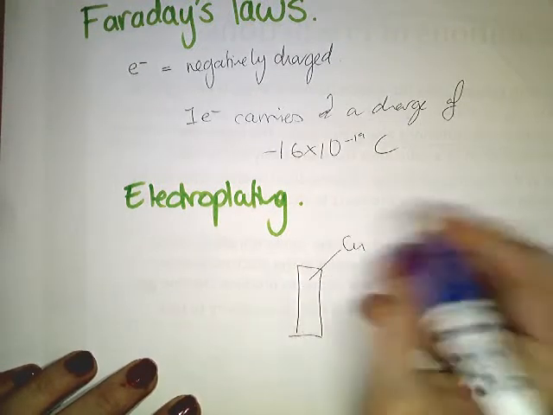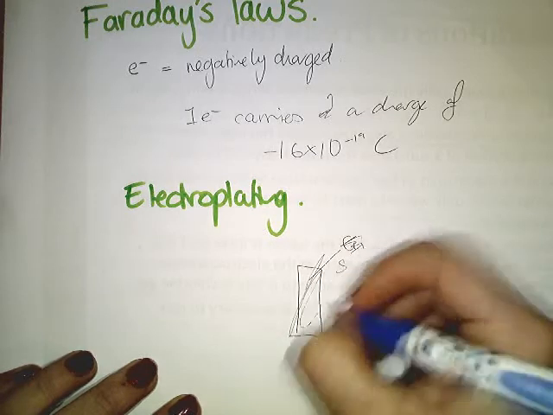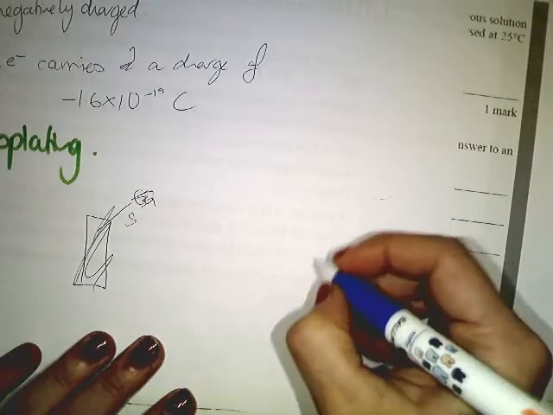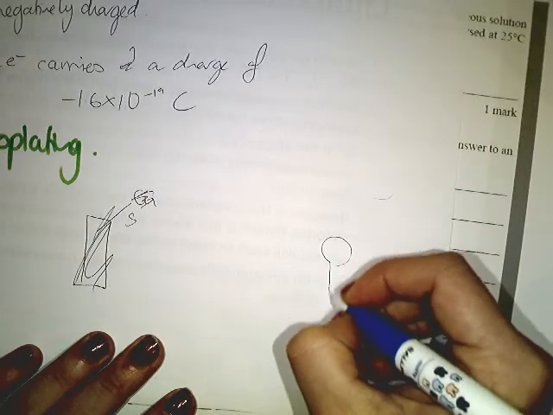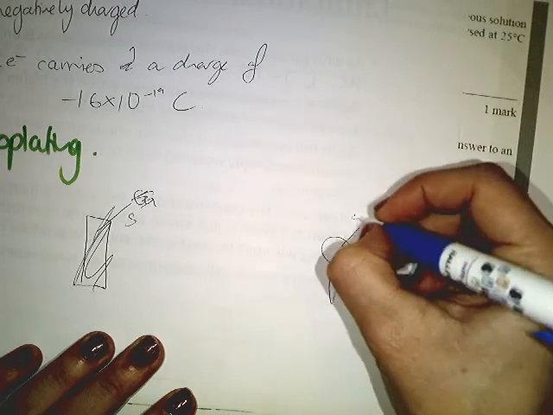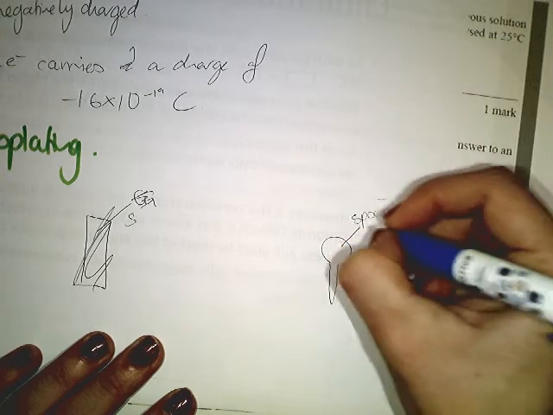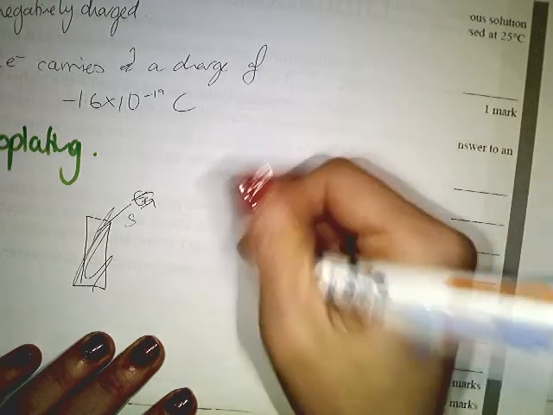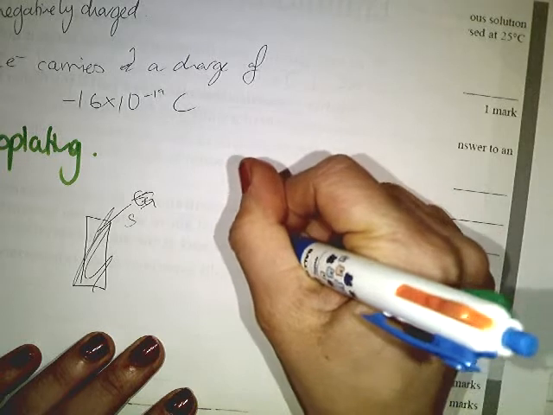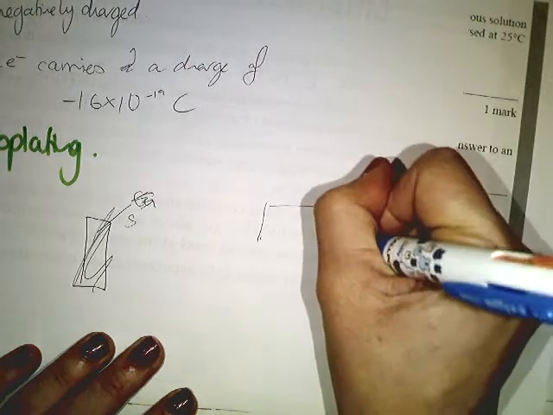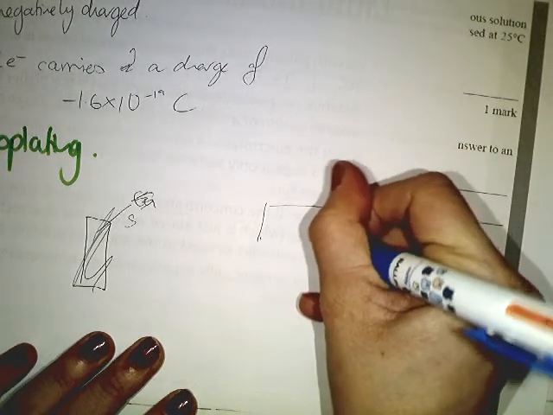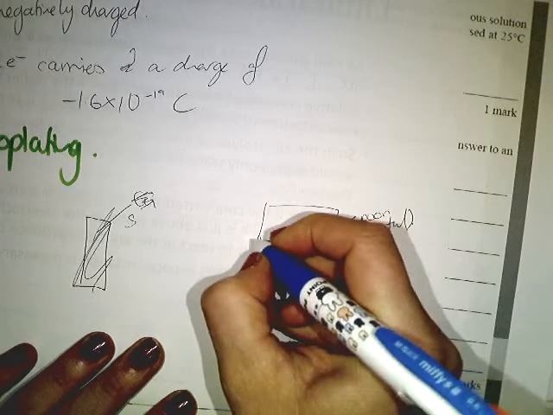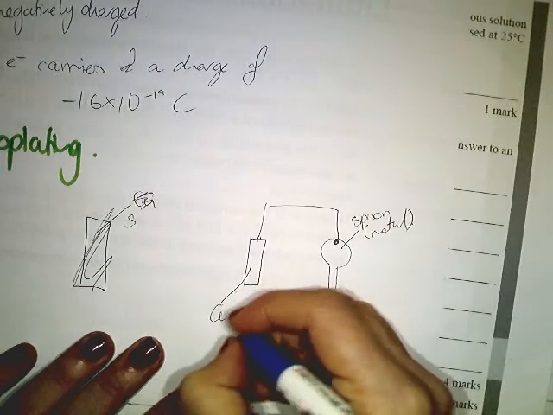Let's say we have copper. Oh no, let's say we have a spoon. Let's say that we have a spoon. It has to be a metal spoon. It's very important for it to be metal because electrons will only flow through that metal substance or graphite. So it needs to be conductive. What we do is we want to plate it with copper. So we have a piece of solid copper.